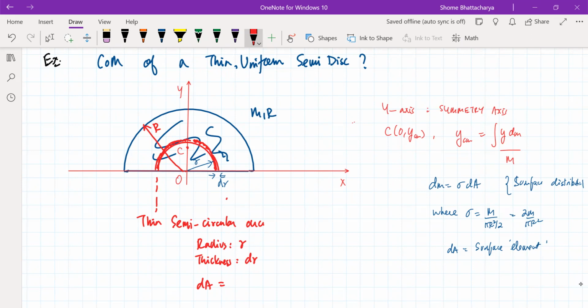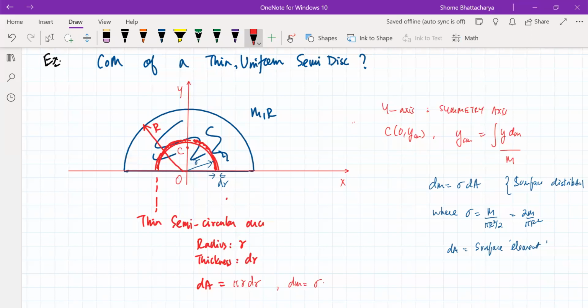Now I'll give you a hint. Just think of it like a small ribbon which you have curved into the shape of a semi-arc. So that ribbon's area is how much? Length into thickness, so semi circumference into dr. It will become pi r into dr. The length into the thickness, like this. That will be dA.